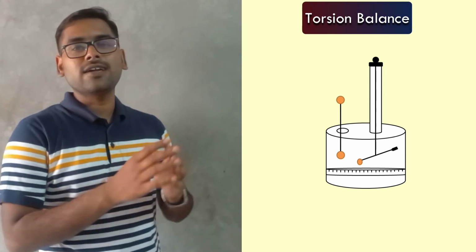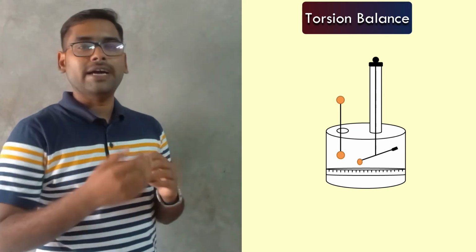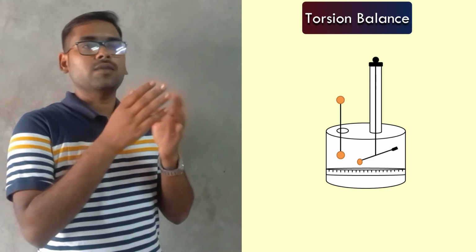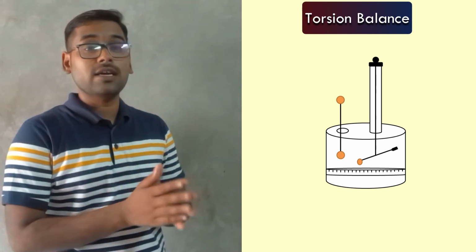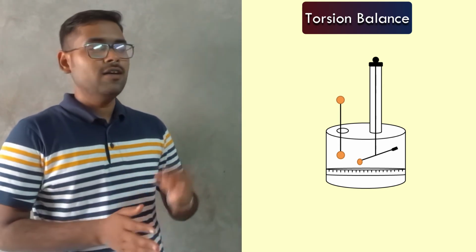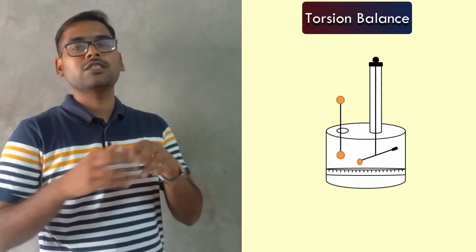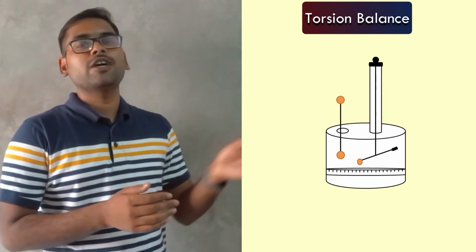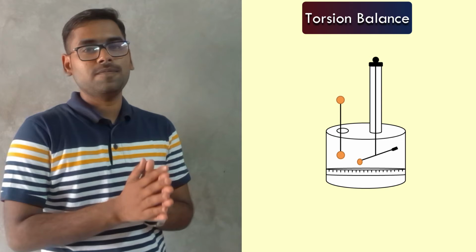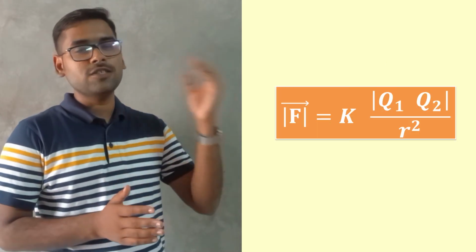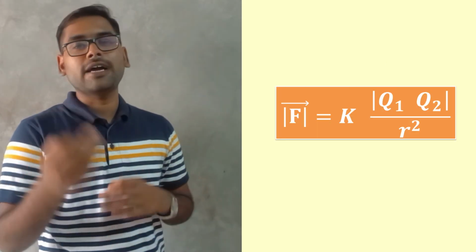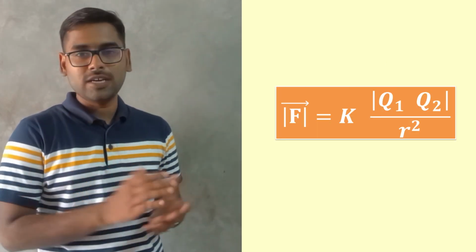So later he conducted the experiment with different magnitudes of charge and separating them by different distances, and he came to the conclusion that force is directly proportional to the charges and force is inversely proportional to the square of distance between the charges. And he finally formulated this formula which gives us the magnitude of force between 2 point charges.